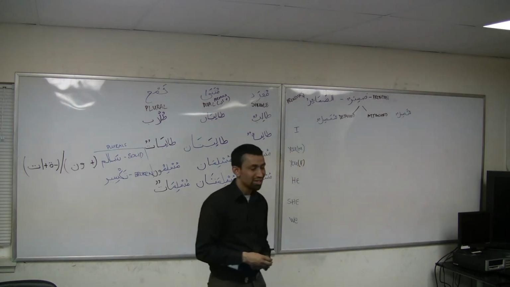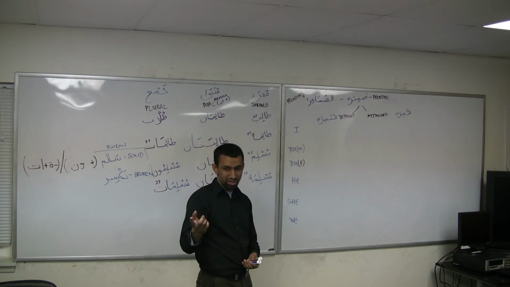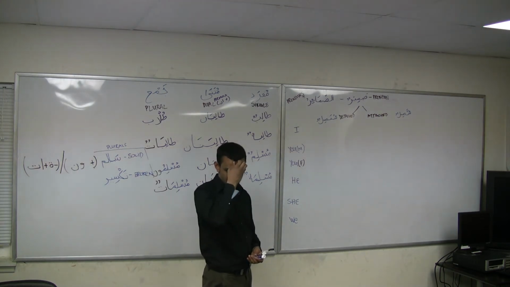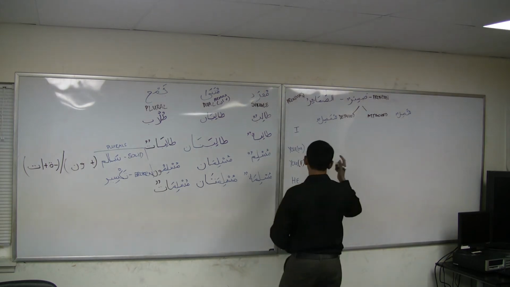How would you use he? He is running. He's running. Okay. How do you use she? She's a student. So we got the English part down. Good. So now how do we do this in Arabic?